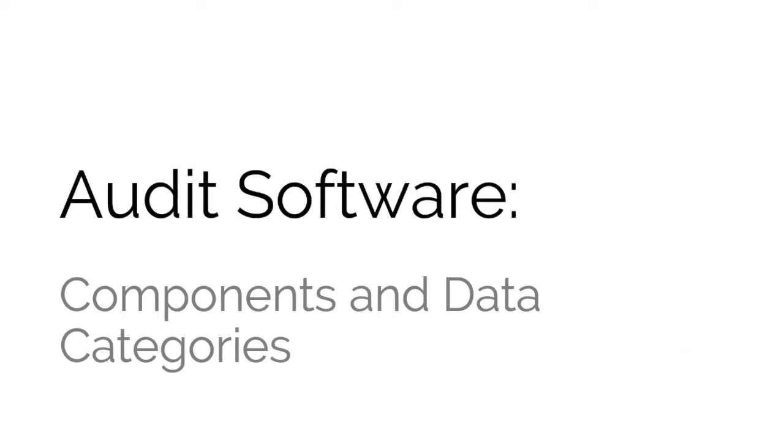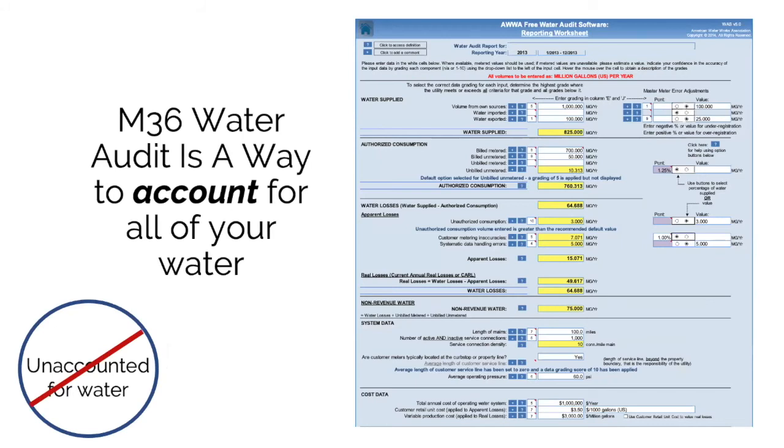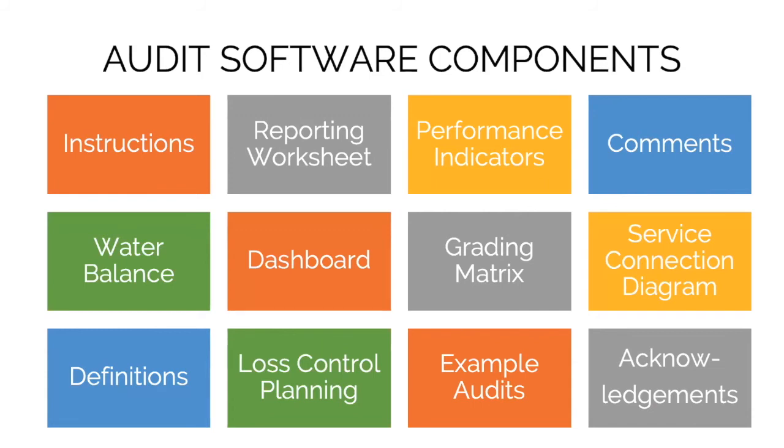So now we're going to talk about the audit software itself, and we're focusing on version 5 of the water audit software. We're going to talk about the components and the data categories. So again, the water audit is a way to account for all of your water. Back in the day, we used to call it unaccounted for water. And we would say, okay, we know this water got metered, everything else is unaccounted for. And that's not very helpful. So one of the reasons they developed the water audit was to give you a way to account for all the water and where it's going in your system, so that we no longer have to talk about unaccounted for water.